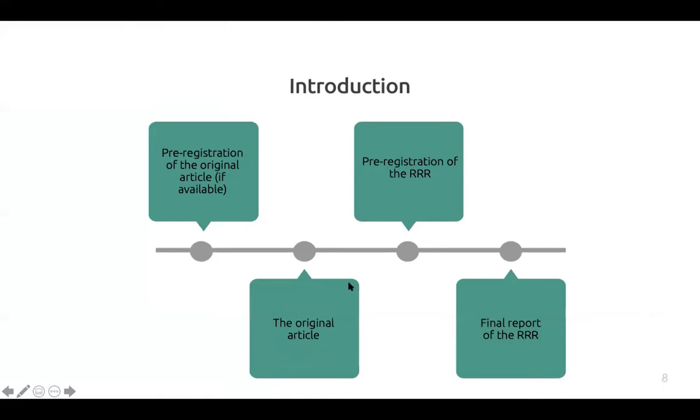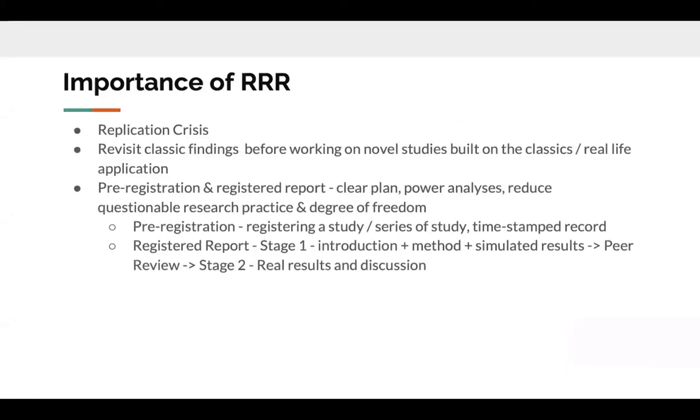So for our assessment task, you will have to have 3 key materials, a 4th one if it's available. So we want you to have the pre-registration of the original article if it's available, the original article, the pre-registration of the RR, and the final report of the RR. So why is RR important?